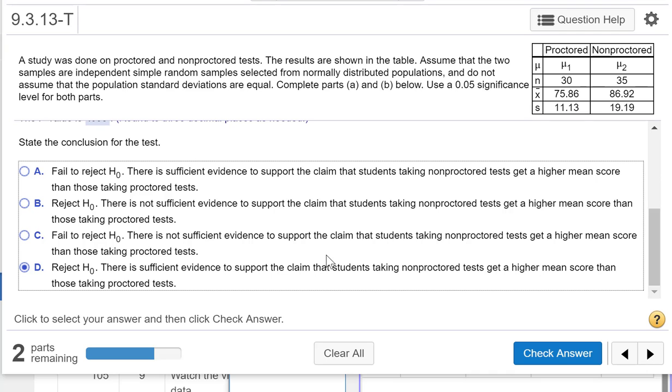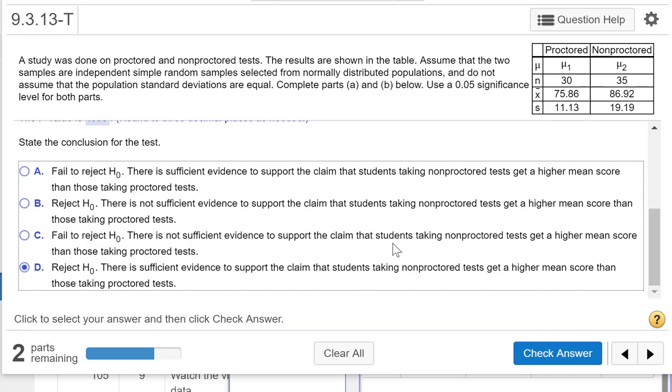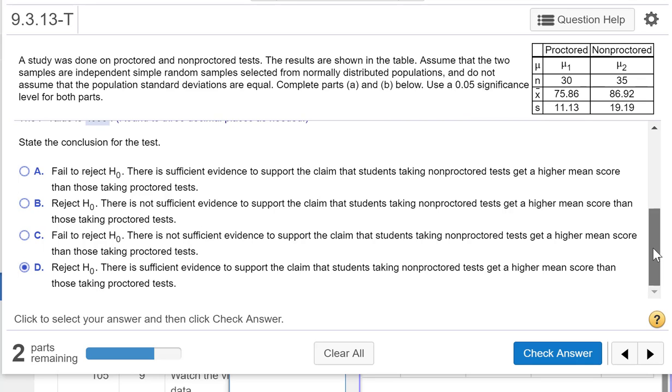So early on you may have been memorizing: if the p is low, reject H0. Hopefully it's starting to make sense now, and if not, that's okay. Hopefully by the end it'll start to sort of gel a little bit. We reject the H0. There is enough evidence.